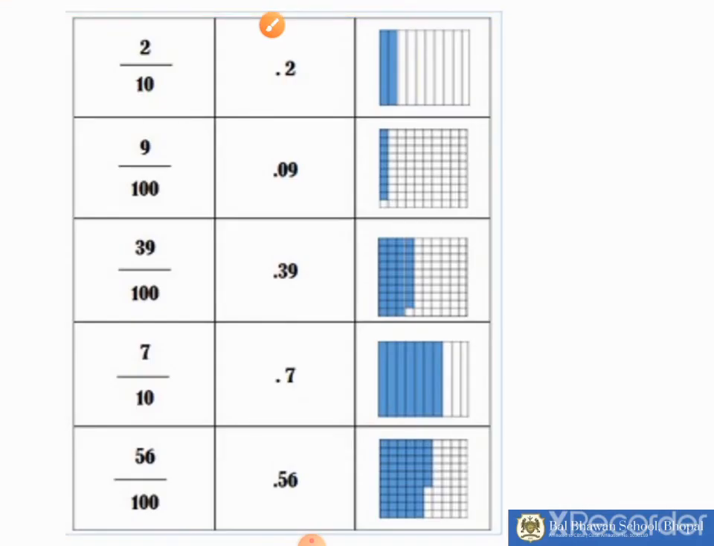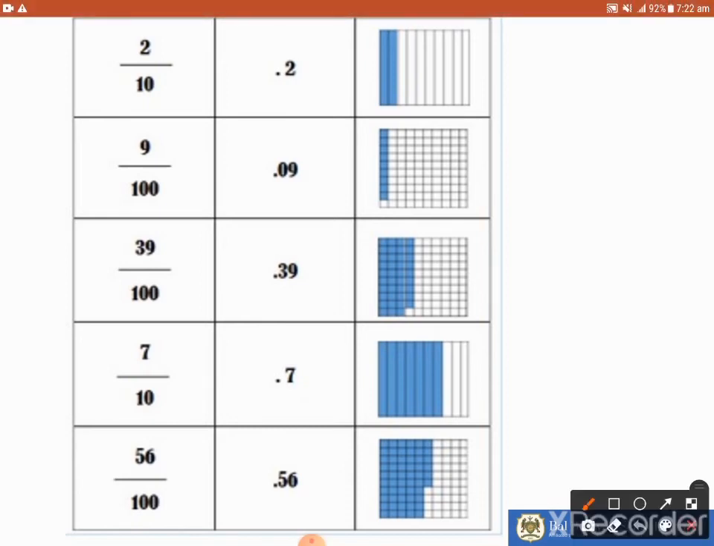Now let us look at some examples. Here the example is 2 upon 10. 2 upon 10 is 2/10. It means 2 is on the 10th place. The 10th place is the first digit after the decimal, which is 0.2. And the rule says whenever we have nothing before the decimal, we should always write a 0. Now to represent 2/10, we have to divide a rectangle into 10 equal parts, out of which 2 parts have to be shaded, representing 2/10.